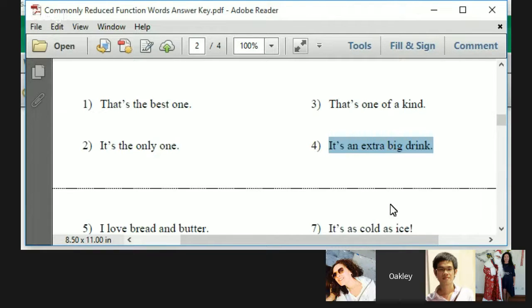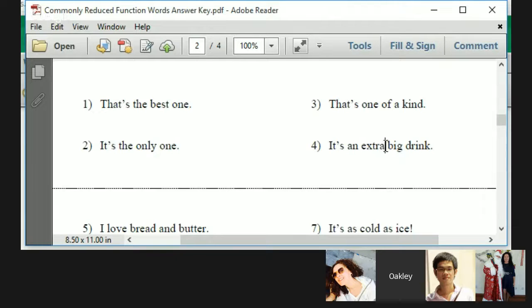All right, good job. Rebecca, number 4. It's an extra big drink. It's an extra big drink. Okay, one thing. You did a great job. It's an extra big drink. Okay, that's a little better. Because, all right, you joined them all together really fast, showing your joining skills, which were impressive.